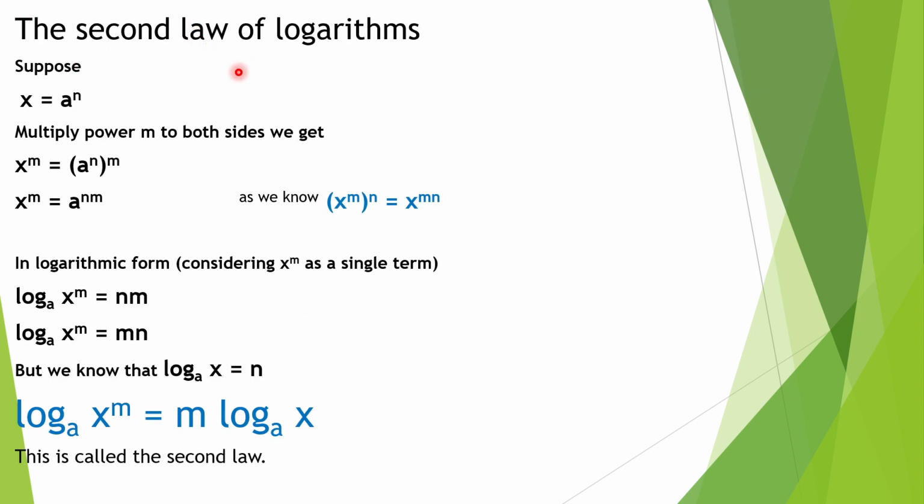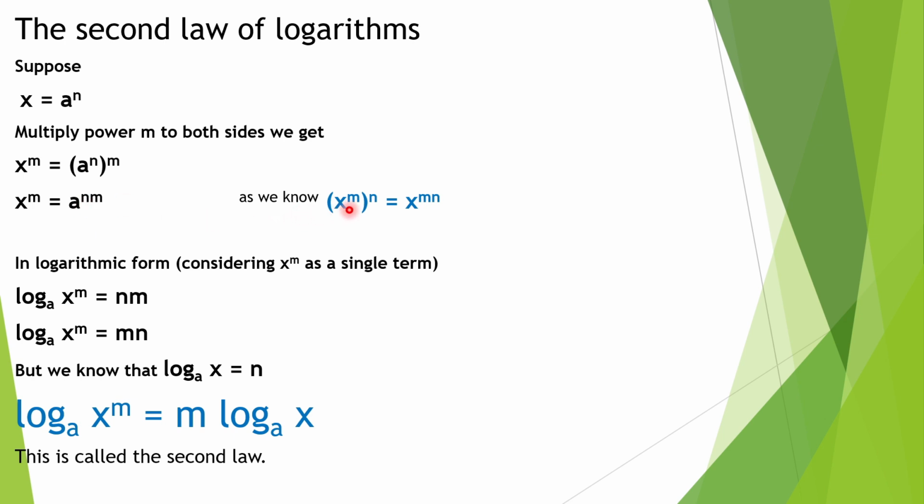This is the second law of logarithm. For example, take the same equation x is equal to a raised to the power n. Multiply power m to both sides. So now to this equation we will multiply power m on both sides. So it will become x raised to the power m, and this will become a raised to the power n times m. So x power m is equal to a raised to the power nm.